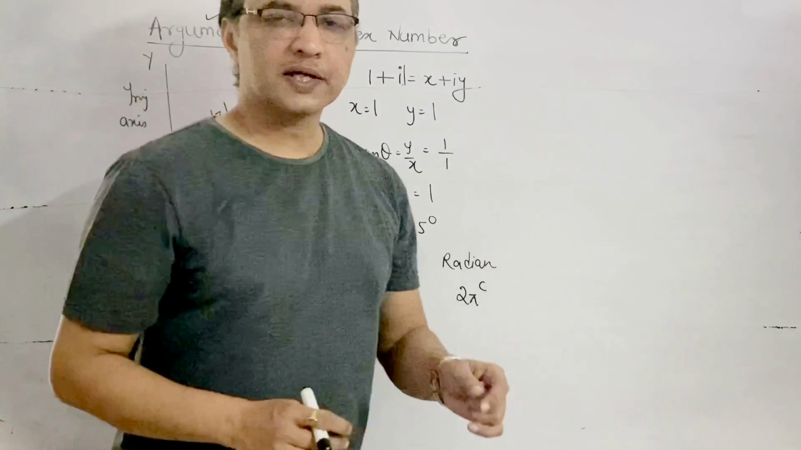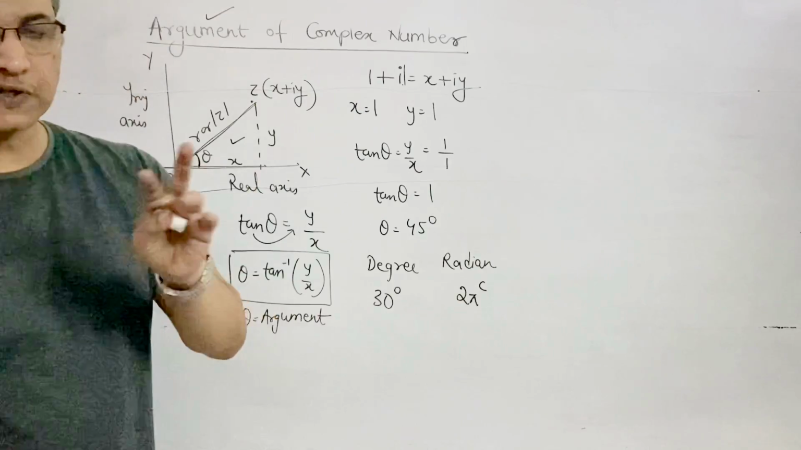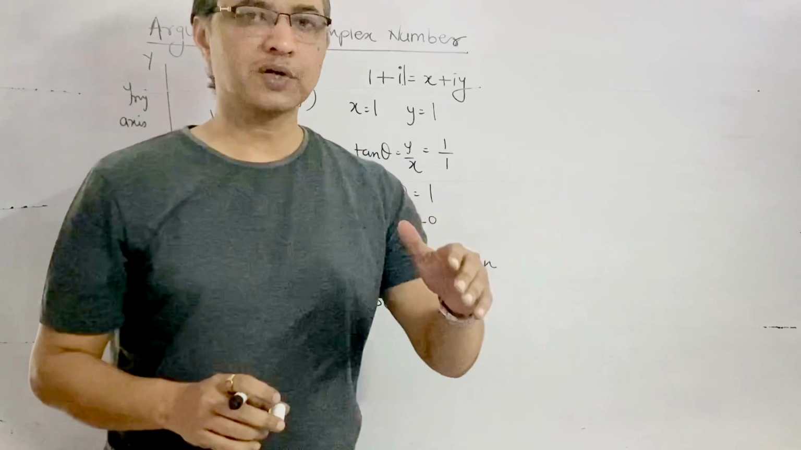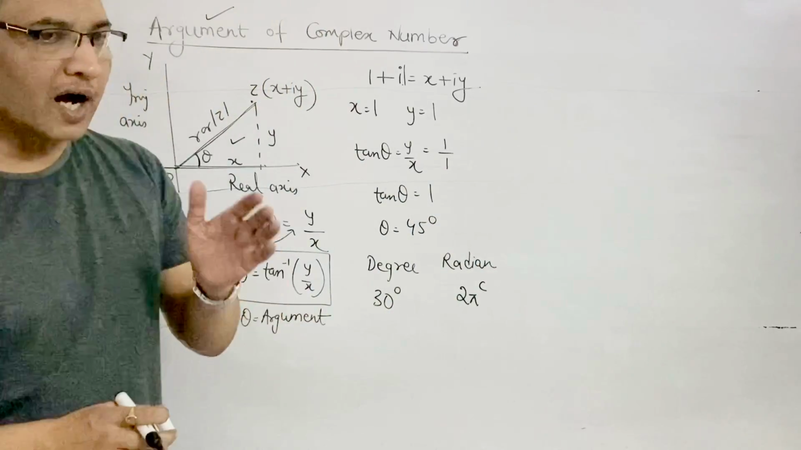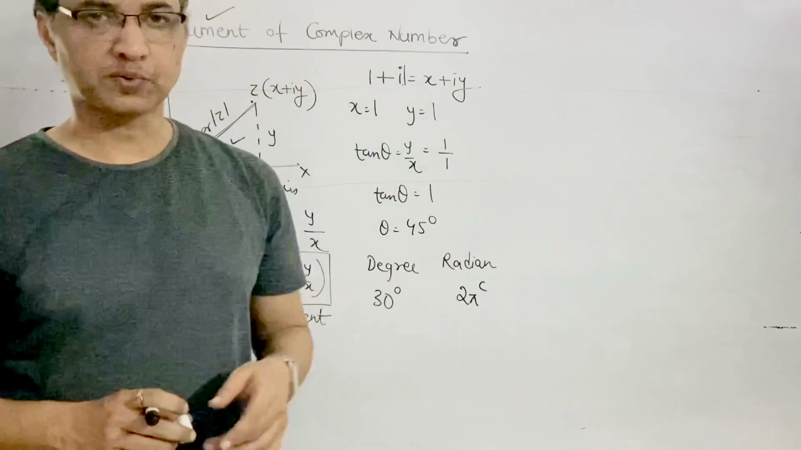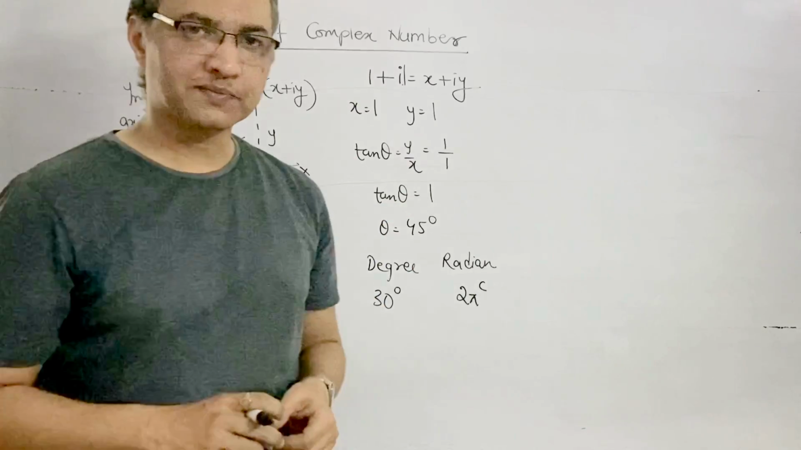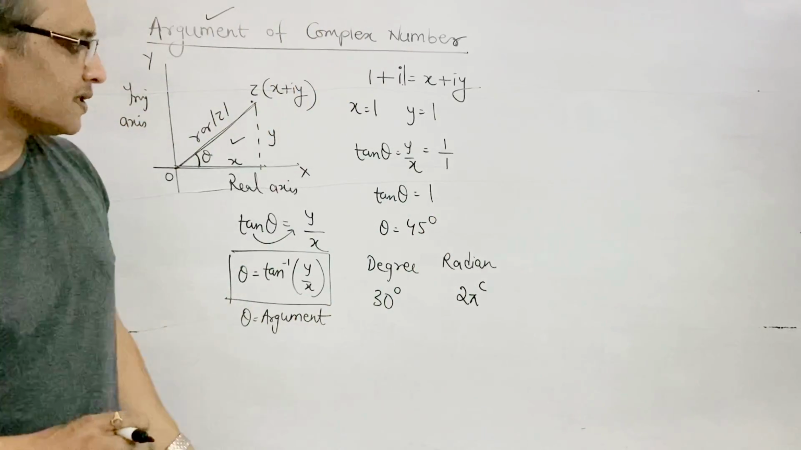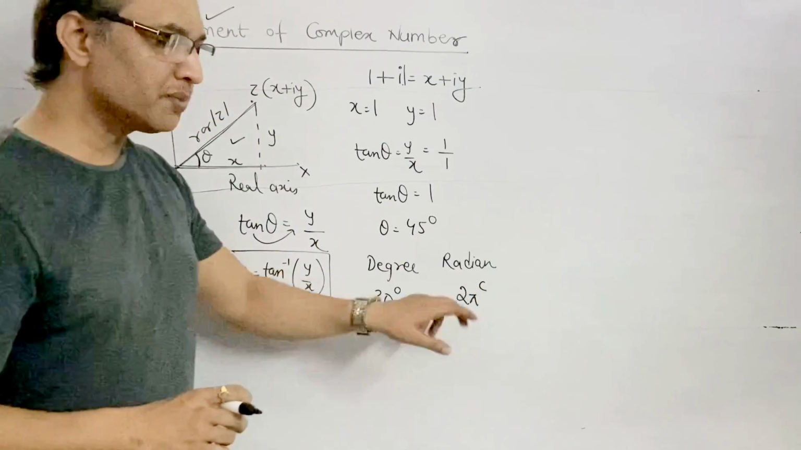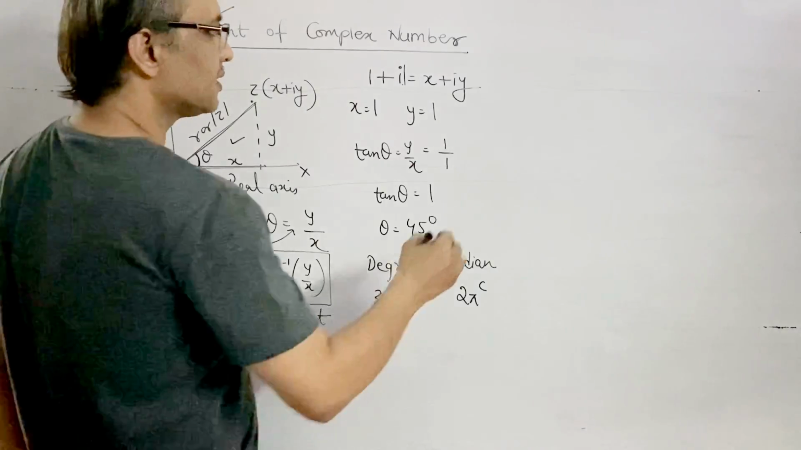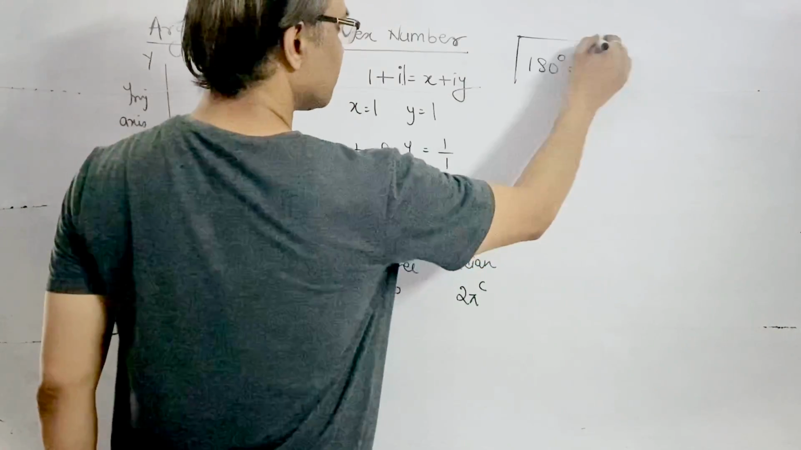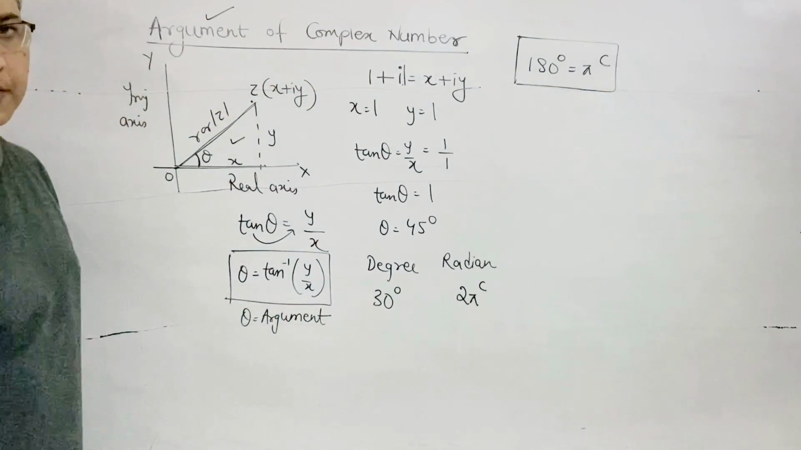Now as you know that meter and centimeter are two units of measuring length, and there is a relation between the two. 1 meter is equal to 100 centimeter. Similarly, hour and minute are the units of measuring time. There is a relation between the two. 1 hour equal to 60 minutes. Similarly, there is a relation between these two units of measuring angle. The relation between degree and radian is 180 degree equal to pi radian. This is the relation between the two.